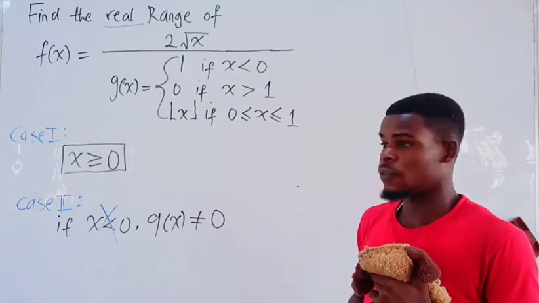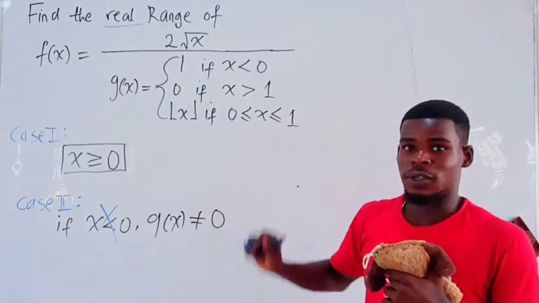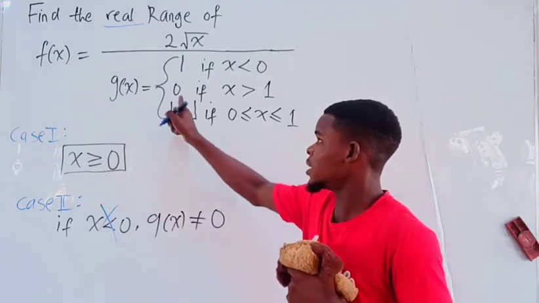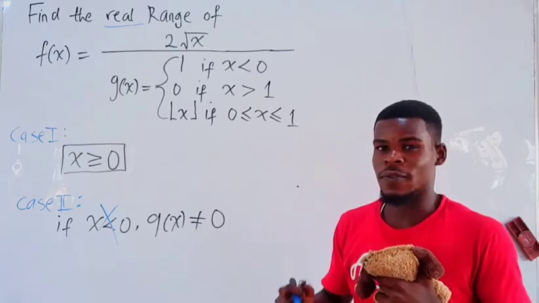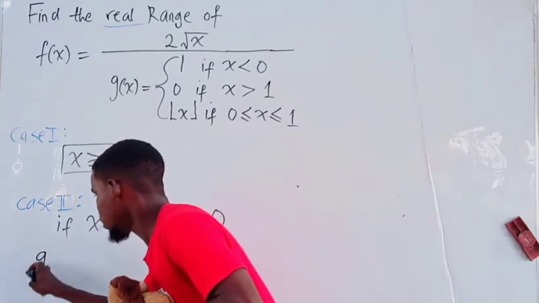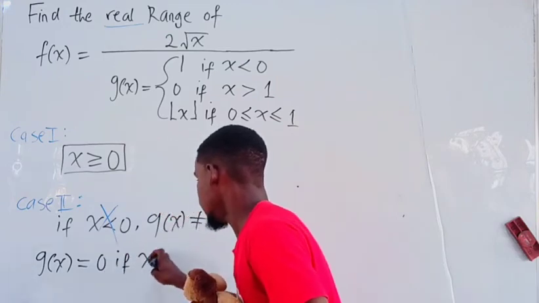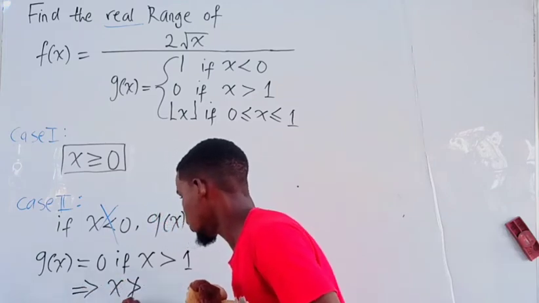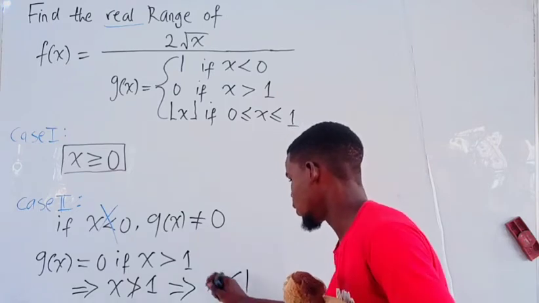Good. The second subfunction already tells us that g of x will be equal to 0 strictly if x is bigger than 1. That means that whenever we plug in numbers bigger than 1 into the function, g of x will attain the value 0, which is just a constant function. So what that means is that for g of x not to be 0, x should not be bigger than 1, okay? Now, let me put it down here that g of x will be equal to 0 if x is bigger than 1. So this tells us that x should not be bigger than 1, and that means that x should be less than or equal to 1.